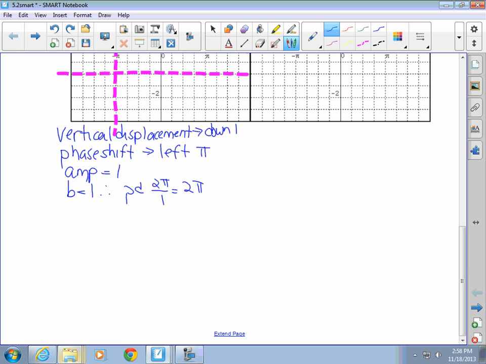And then the next thing that I figured out was my key points. And my key points, I take whatever the period is divided by 4. So key points are my period divided by 4. So 2 pi divided by 4, so every pi over 2, I have to put in my key points.